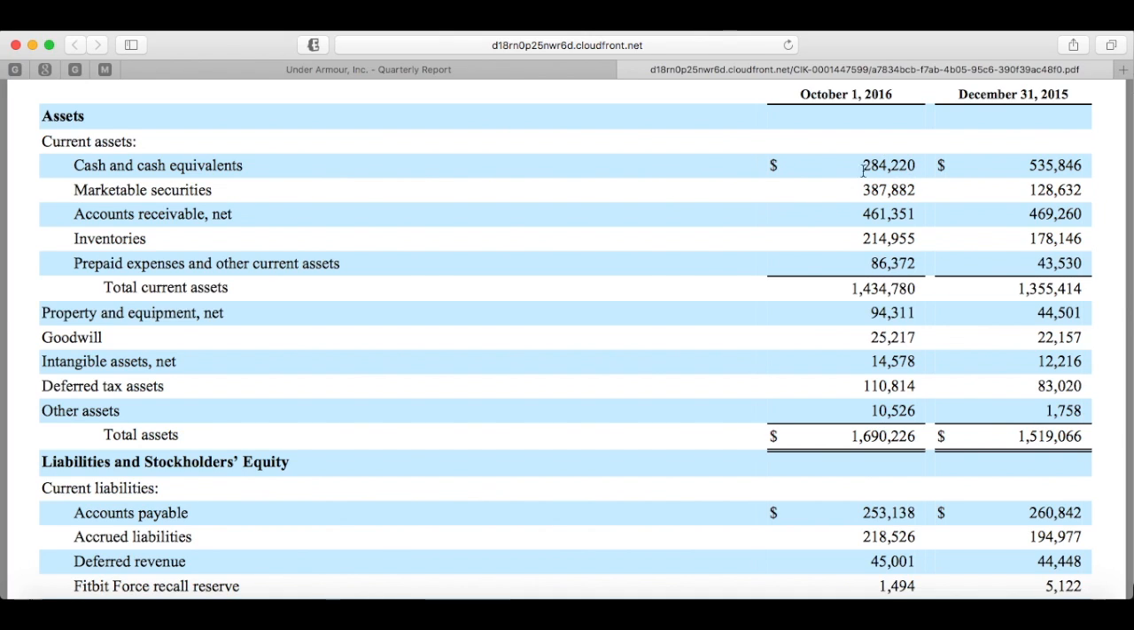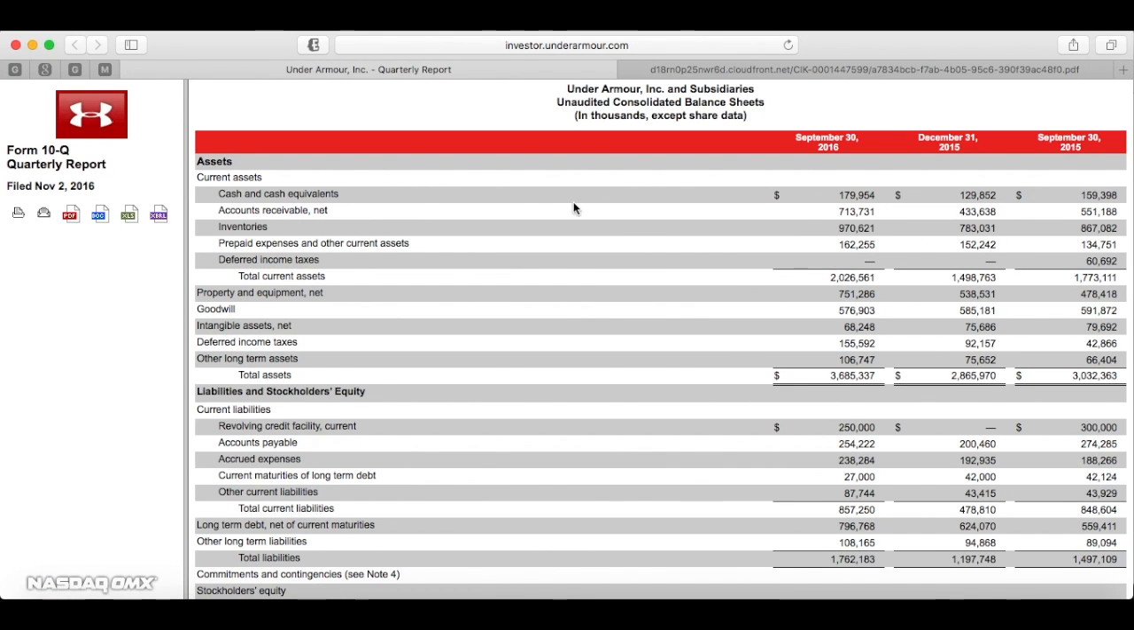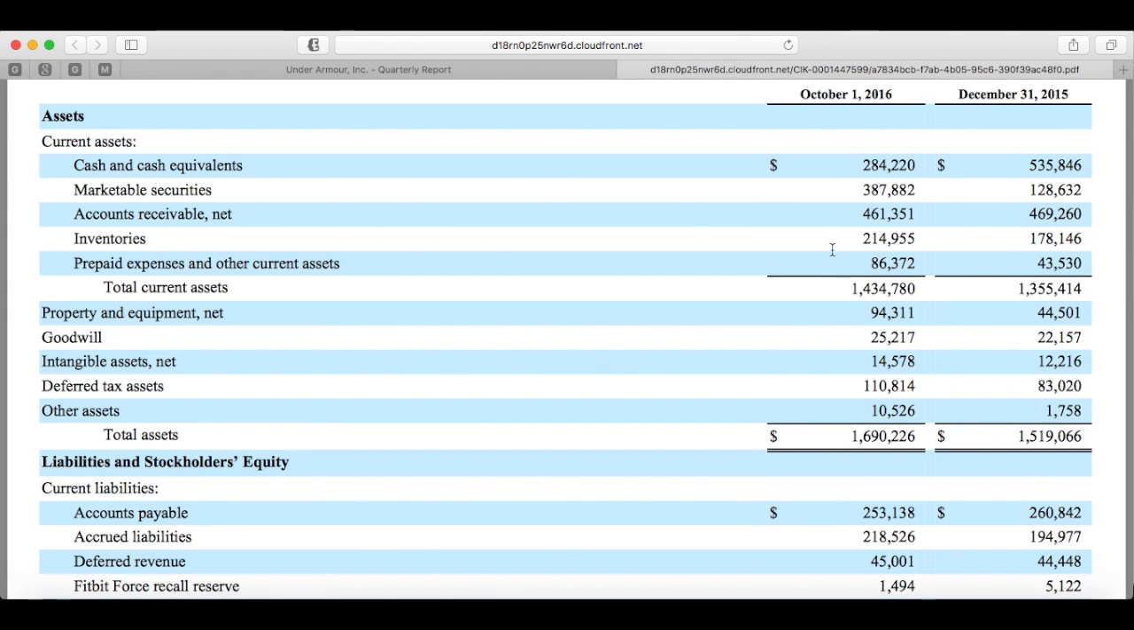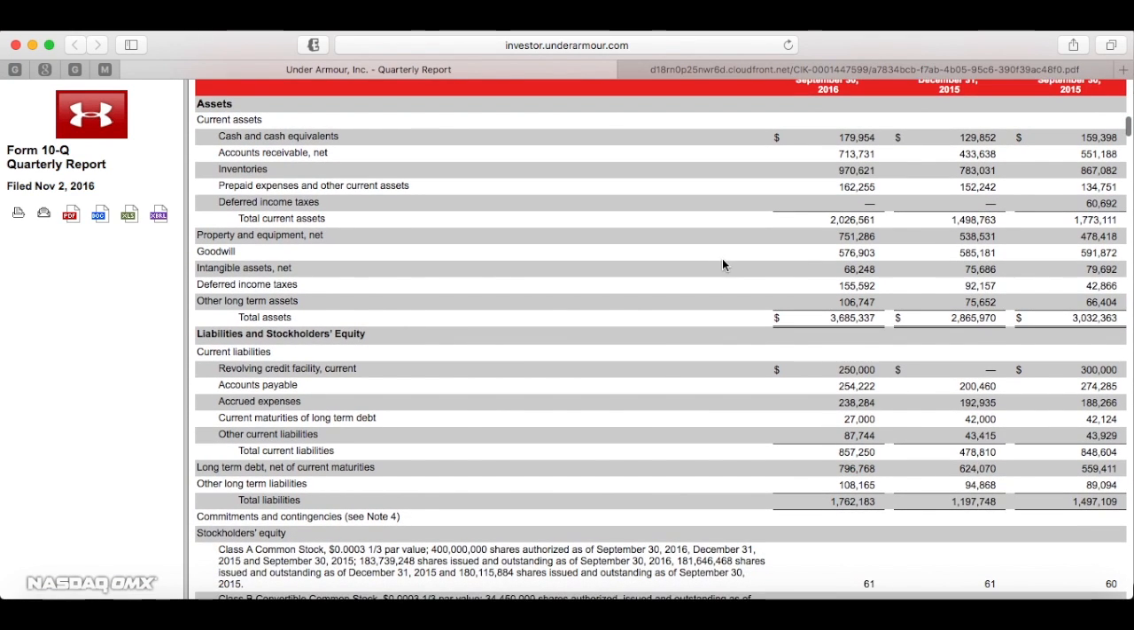But just to give you an idea, these are both I would consider cash. It's just Under Armour doesn't break this out, or they don't have any marketable securities. I just wanted to show you, you might see on another company's 10Q that they have these marketable securities. That's technically cash as well. Just wanted to point that out.